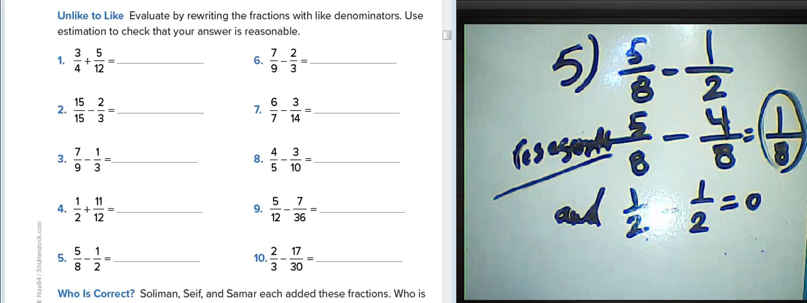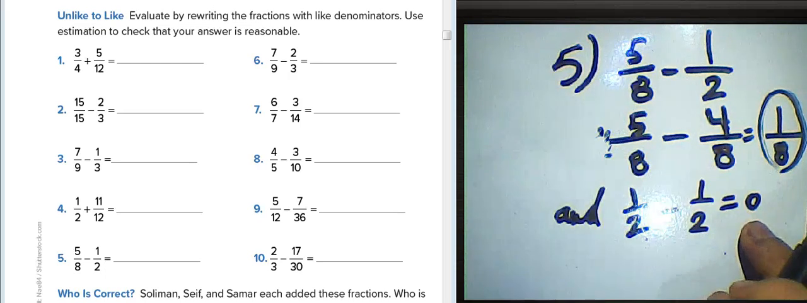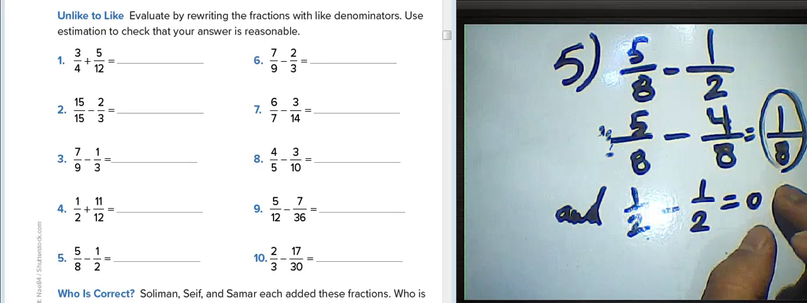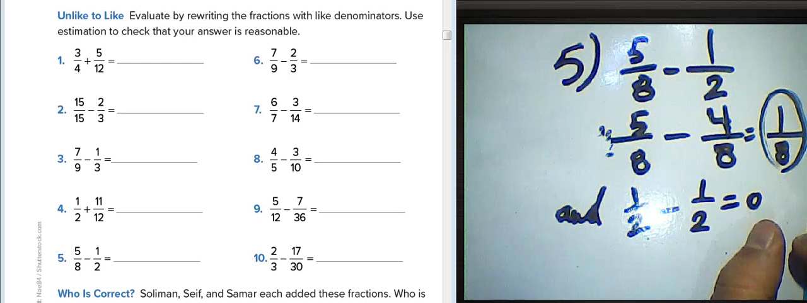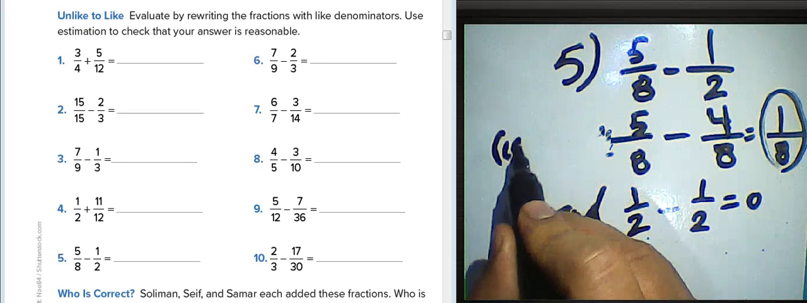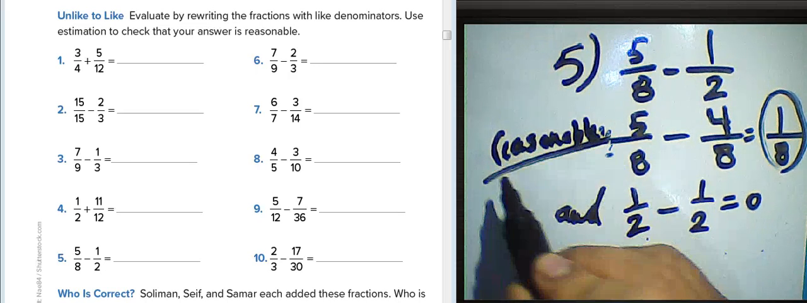Okay, understood? This number is 0, and we have 1 over 8. It's the actual number, but the estimation is 0. So the estimation is nearest to the result. So it will be reasonable. Question number 6.